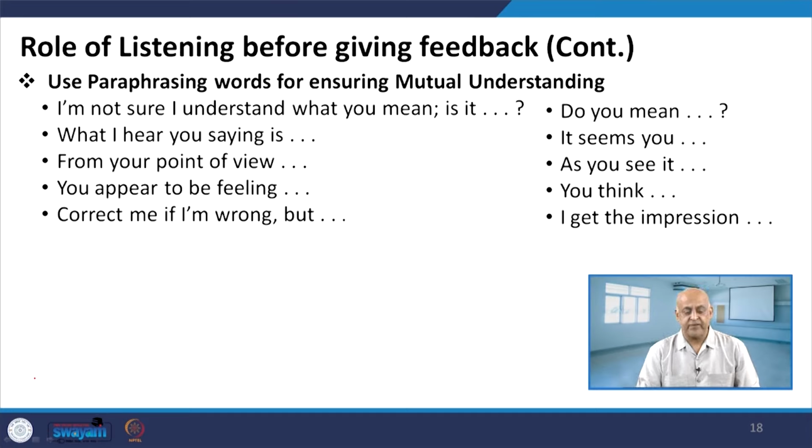Use paraphrasing words for ensuring mutual understanding. For example: I am not sure I understand what you mean, is it right? Do you mean? What I hear you saying is, it seems you, from your point of view, as you see, you appear to be feeling, you think, correct me if I am wrong, but I get the impression. These are the ways you can communicate, and when you communicate with these sentences, definitely it will create a different impression.